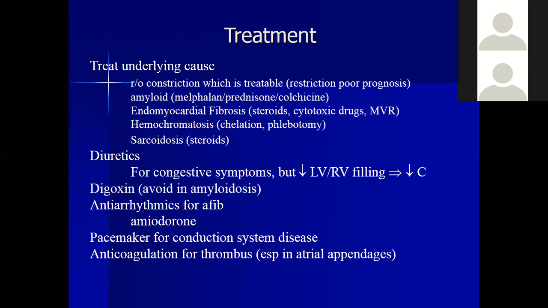Treatment: treat the underlying cause. If you have amyloidosis or multiple myeloma, treat separately for every disease. Give diuretics for the heart failure, and digoxin. Usually we don't give digoxin in amyloidosis if you know the cause. For arrhythmia, usually atrial fibrillation, you give amiodarone. Pacemaker for conduction abnormalities, and anticoagulation if you have a thrombus anywhere.